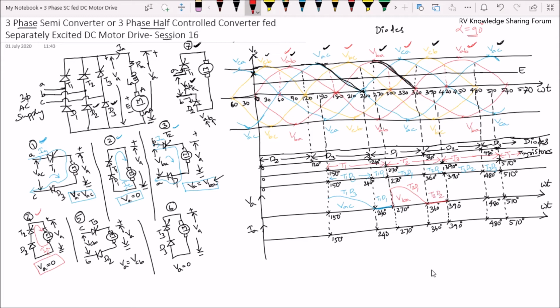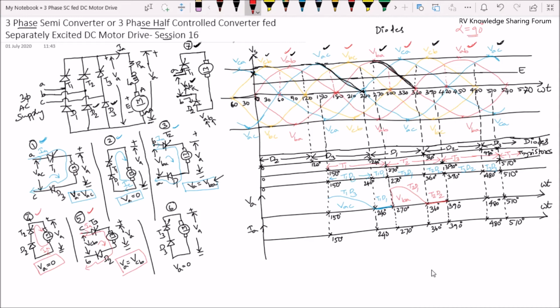Now let us move on to the angle from 390 degrees to 480 degrees. Here the thyristor T3 and D2 are conducting. For this, please refer to circuit 5. Here the armature current starts flowing from the terminal C, enters the thyristor T3 and motor and diode D2, and leaves through the terminal B. If we apply KVL for this loop, we get VA equal to VCB. That means our output voltage across the motor armature terminals is the input line voltage VCB.